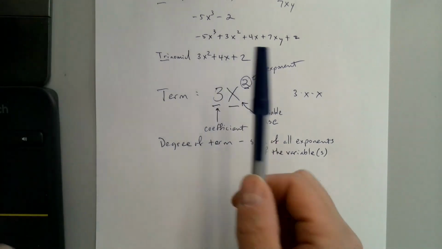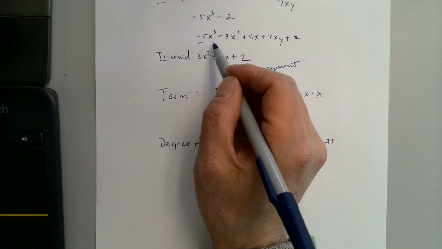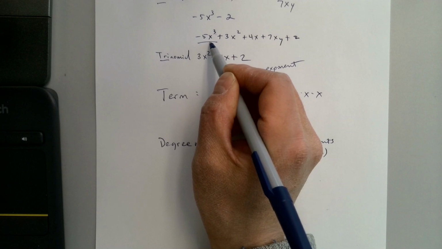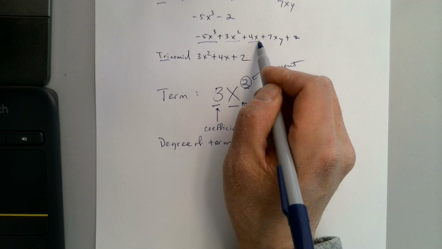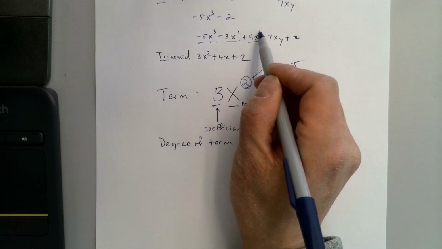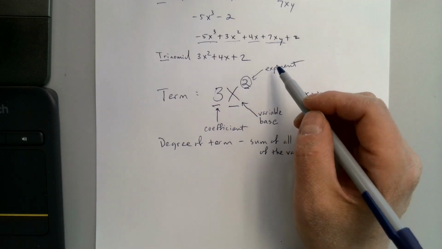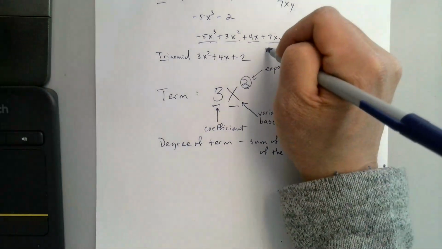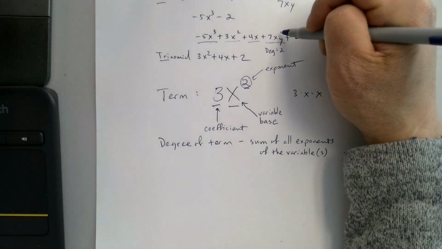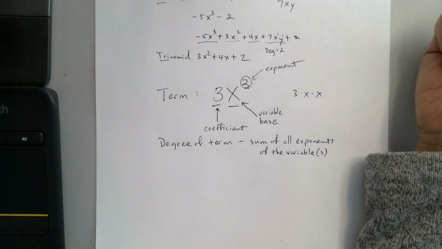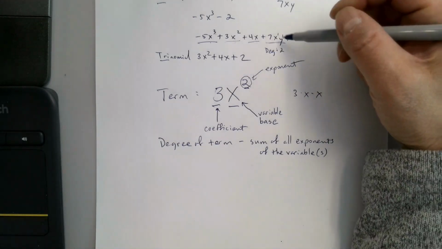Going back to the long polynomial up here, the degree of the first term is 3 because that is the exponent of the only variable there is. The degree of the second term is 2, as I just said. The degree of this term is 1 because that x has an exponent of 1. The degree of the 7xy term is actually 2 because each variable in this term has a 1 for an exponent, and if I add up 1 and 1, I get 2. So the degree of this term is 2.